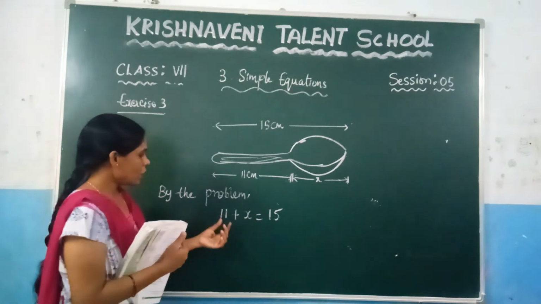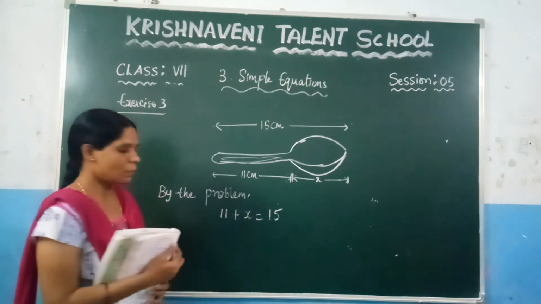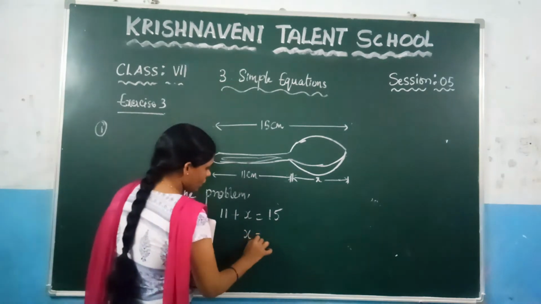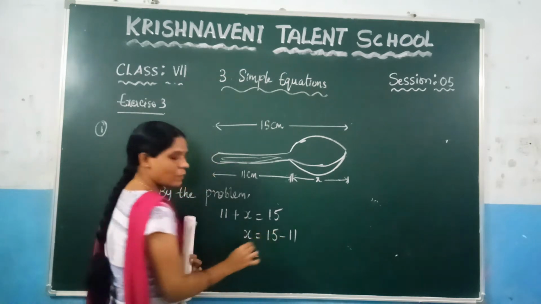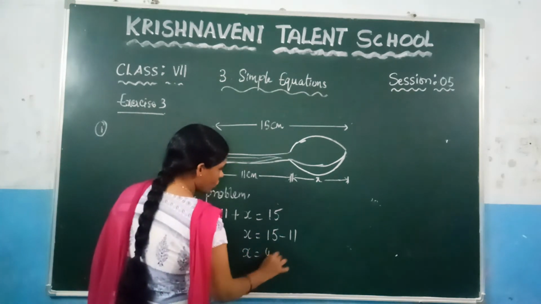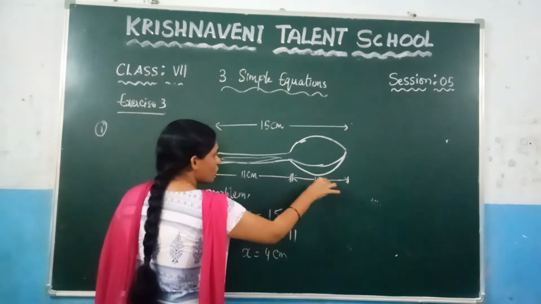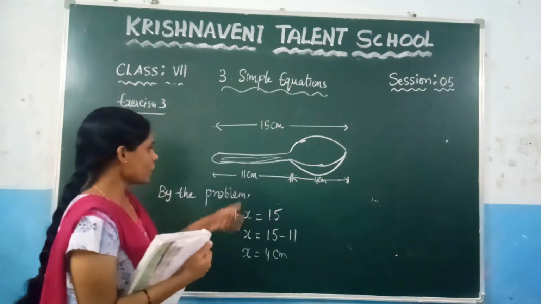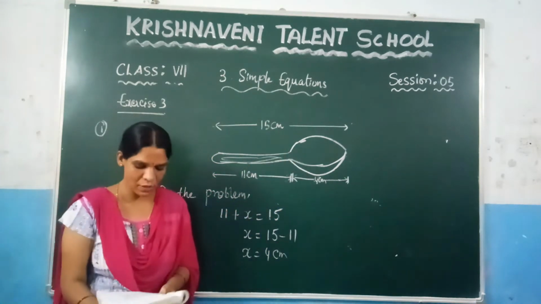If you move plus 11 to this side, what will it become? It will become minus. So x is equal to 15 minus 11. The value of 15 minus 11 gives you 4 centimeters. So this length is nothing but 4 centimeters, right? Clearly you can observe that 11 plus 4 gives you 15. So like this you need to solve the question.